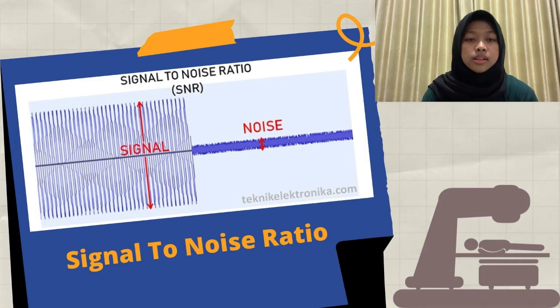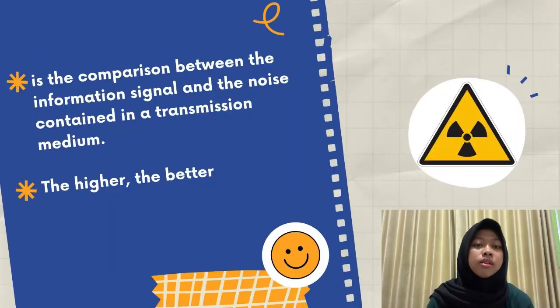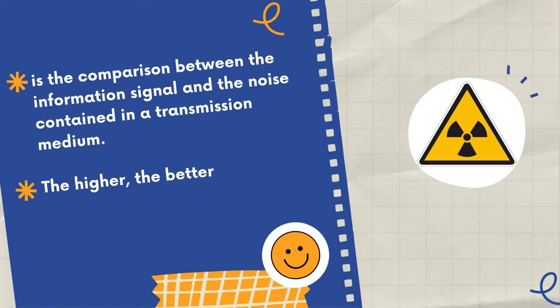Next slide, SNR. SNR is the comparison between the information signal and the noise contained in a transmission medium. The number of X-ray photons that hit the receptor, or mAs, is commonly called signal, and what can be called noise is a negative factor that affects an image.